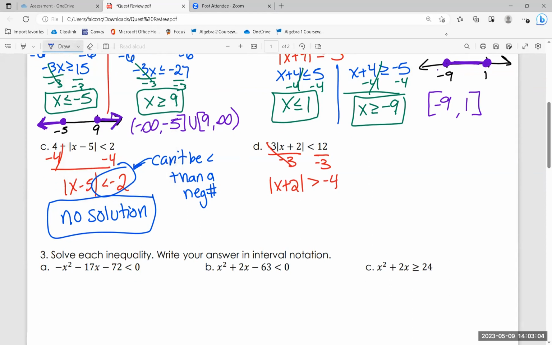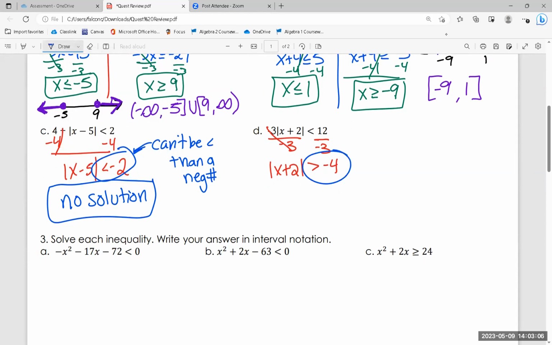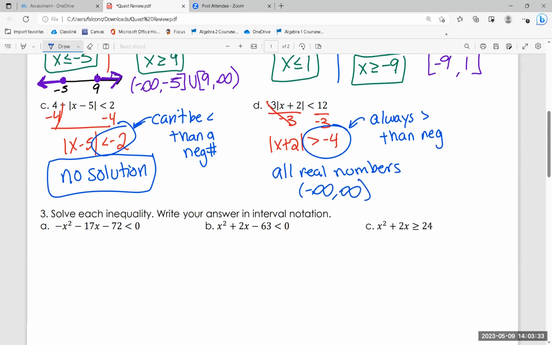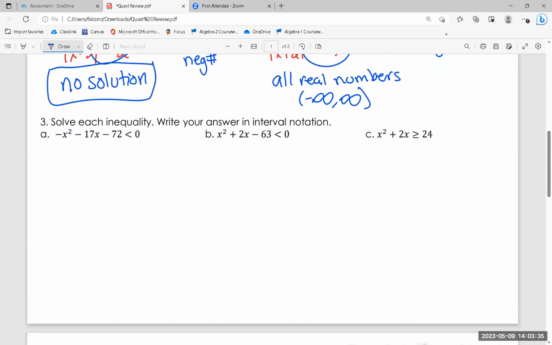So this one is a situation where we are greater than a negative, and absolute values are always bigger than negatives. Right, our absolute values are always positive, so there's never a situation where this one would be not negative. So that would be all real. This would be all real numbers. And if we want to write all real numbers in interval notation, that is just -infinity to +infinity.